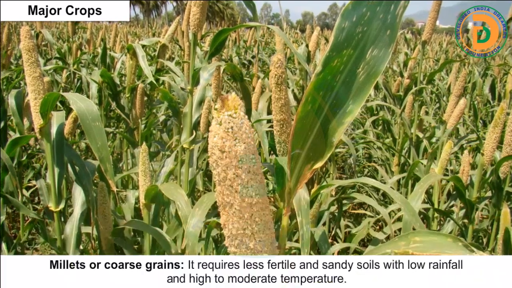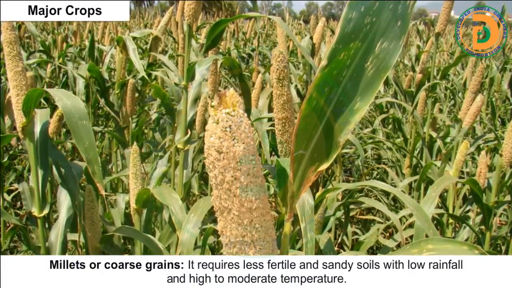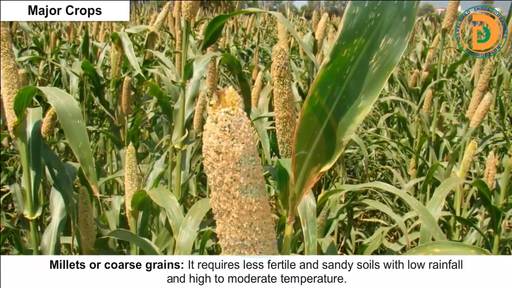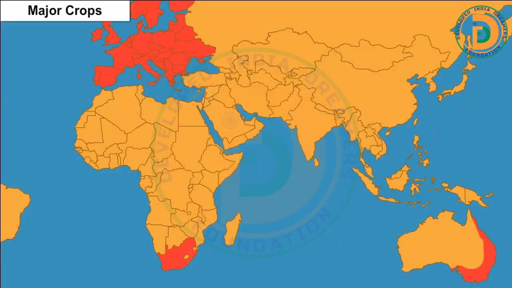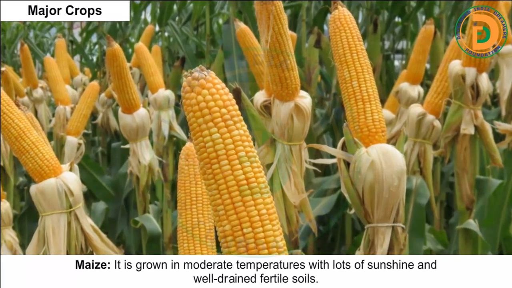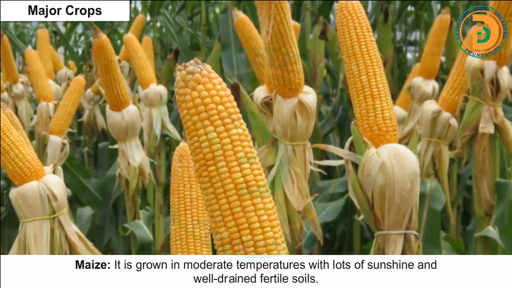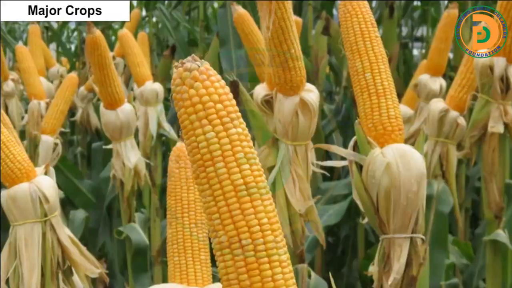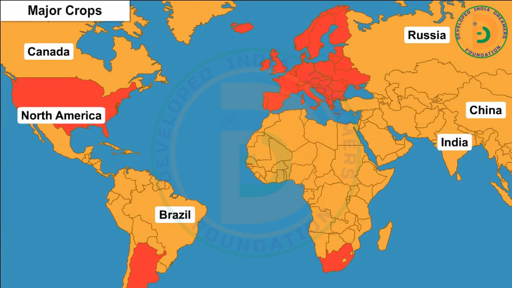Millets and coarse grains. They require less fertile and sandy soils with low rainfall and high to moderate temperature. Millet is a popular crop in the countries India, Nigeria and China. Maize. It is grown in moderate temperatures with lots of sunshine and well-drained fertile soils. It grows best in Brazil, China, Russia, Canada, India and North America.